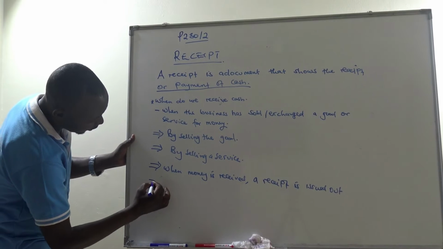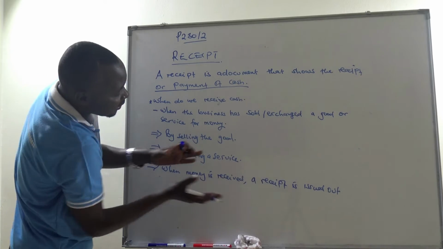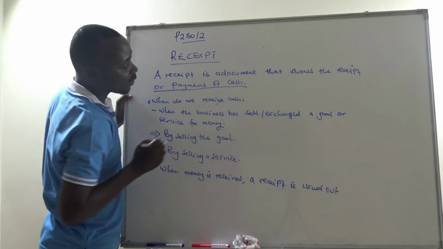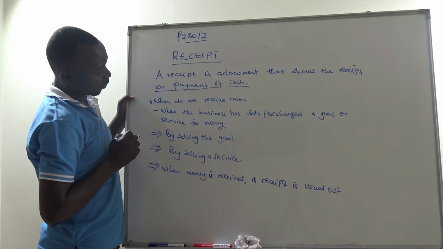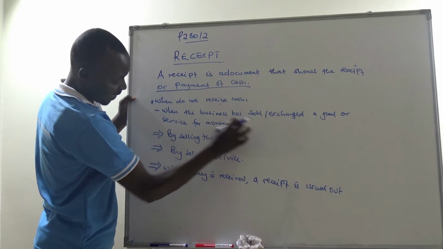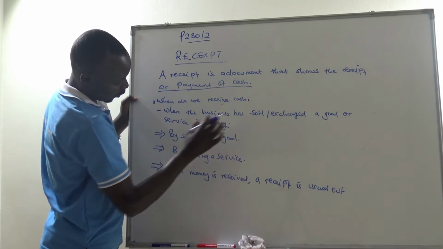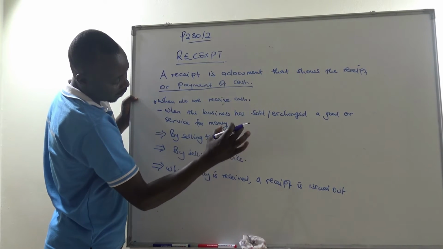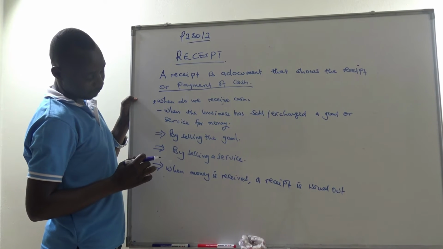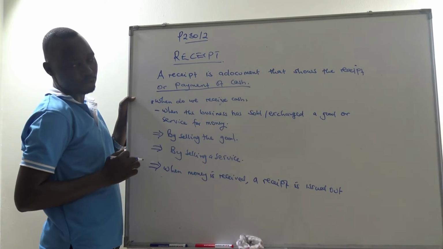When money is received, a receipt is issued out. When we look at this, because we say, when do we receive cash? When the business has sold or exchanged a good or service for money. When does this one happen? When a commodity has been sold or when a service has been exchanged. And when money is received, a receipt is issued.